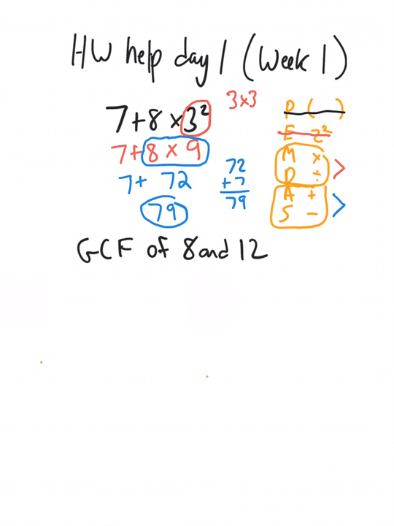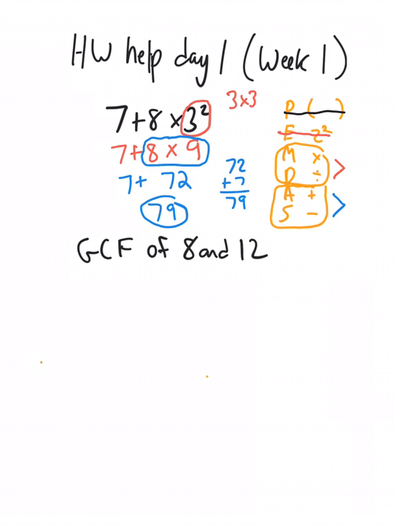Now, for the other shaded problem, the greatest common factor of 8 and 12. Now, greatest common factor means the biggest number that goes into both 8 and 12. And sometimes you may know that in your head. You may know what the biggest thing that goes into 8 and 12 is. But you're going to learn a trick that helps you when you can't tell what the biggest number is.